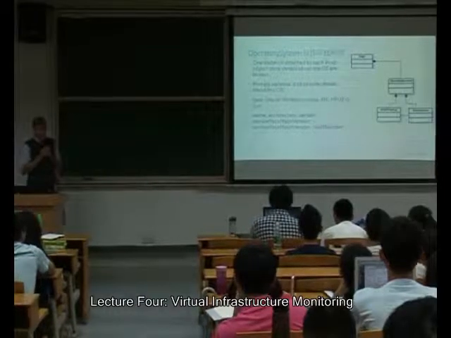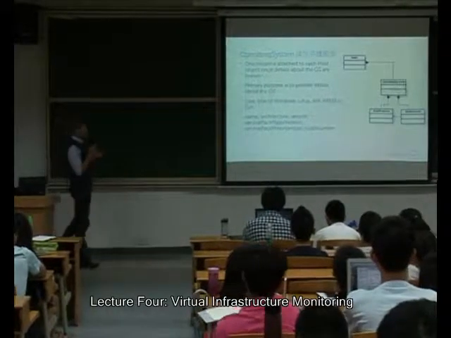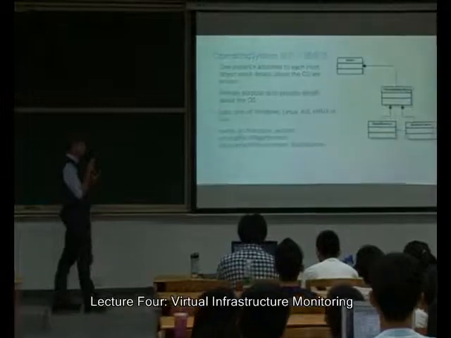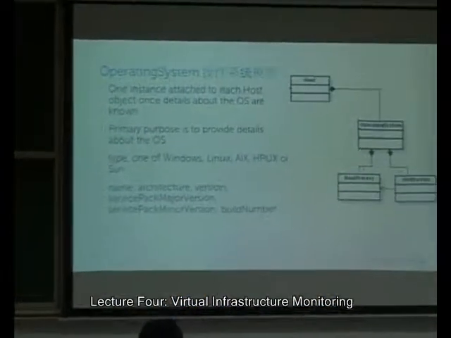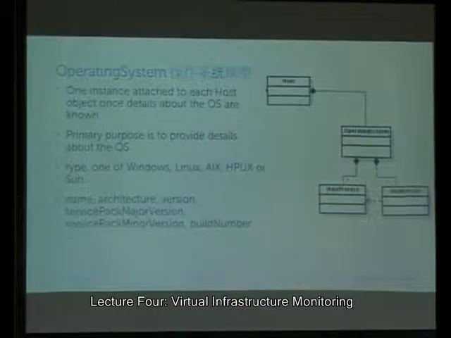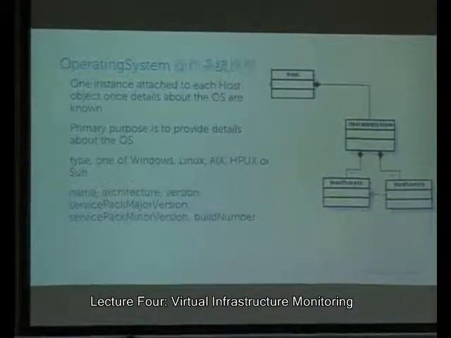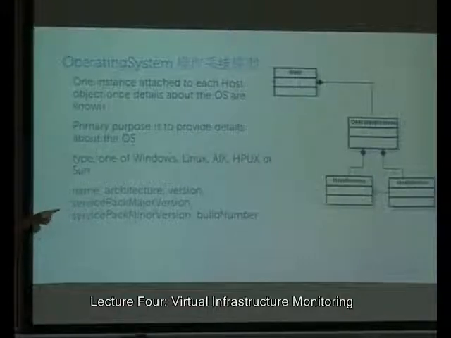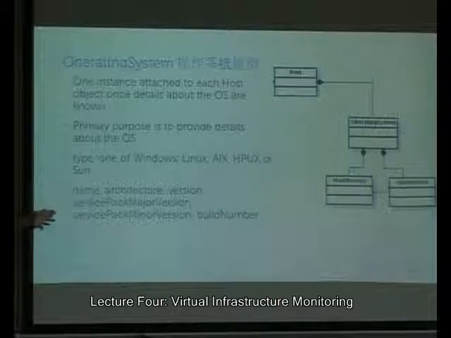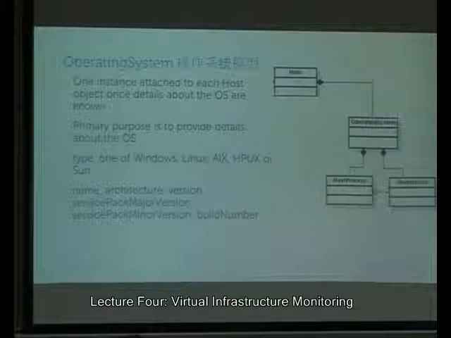On the operating system side, we have one summary object for the operating system, and it will have the type of operating system, which is right now one of Windows, Linux, AIX, HPUX, or Sun. And then we have more detailed information, so the name, the architecture, so it might be x86, the version, service pack, version numbers, build numbers, so all the things that you see when you look at an operating system, all the things that make up the detail about what that is. And we just store that in an object as properties.